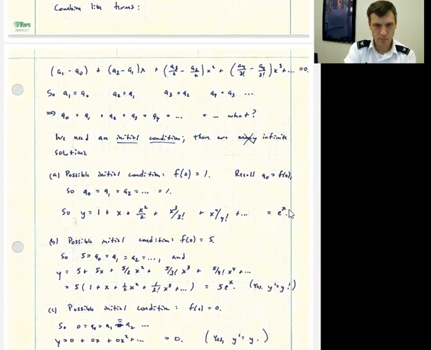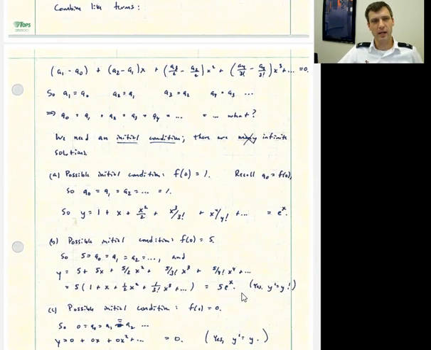Great. But what if I picked f of 0 is equal to something other than 1, like f of 0 is equal to 5? Well, that means all of my coefficients are equal to 5. So then y is 5 plus 5x plus 5 halves x squared plus 5 over 3 factorial x cubed plus 5 over 4 factorial x to the 4th. Everything has a 5 in it, which means I can factor out a 5. I have 5 times 1 plus x plus blah, blah, blah. Oh, in parentheses, I have e to the x. And again, I have 5 times e to the x.